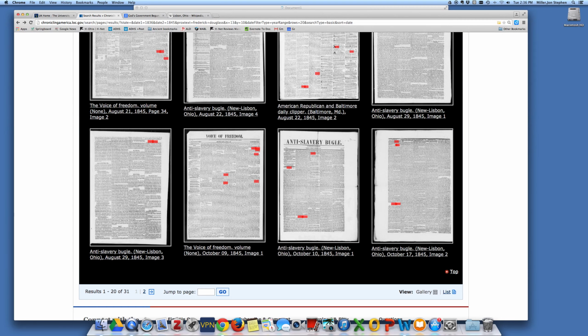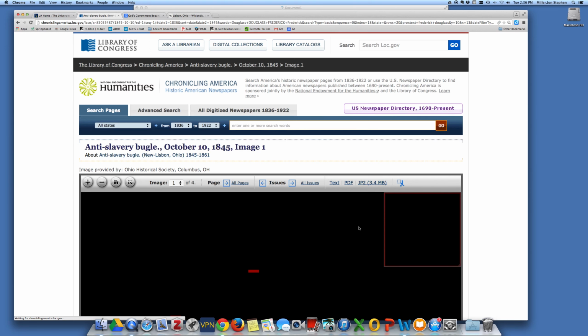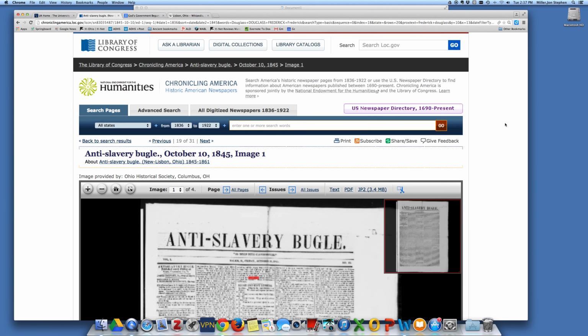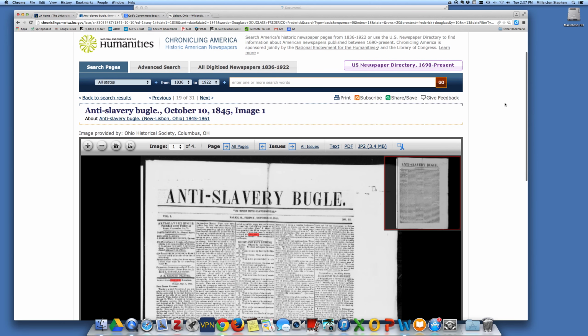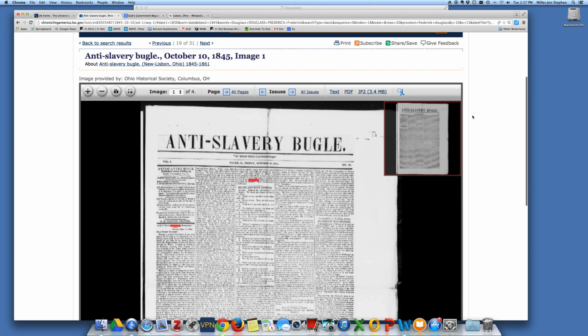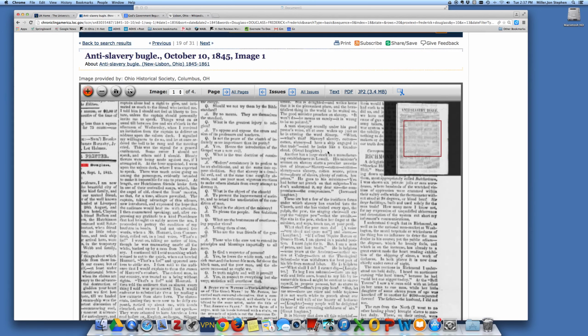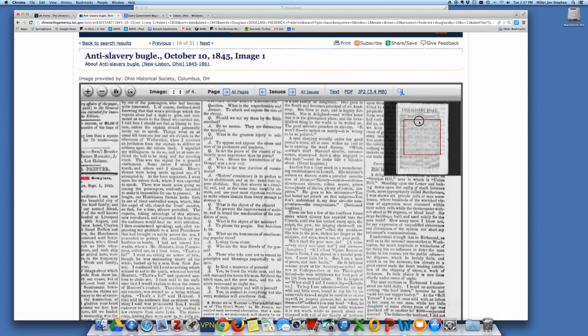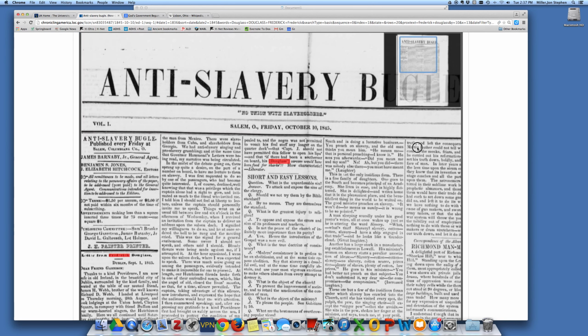Go back to the search results. The Anti-Slavery Bugle. So this is an abolitionist paper. And it actually says up here, New Lisbon, Ohio, but it says on the top of the paper very clearly that this is Salem, Ohio. So I don't know what the story is there. Yeah, sure, no union with slaveholders. So this is an anti-slavery paper.